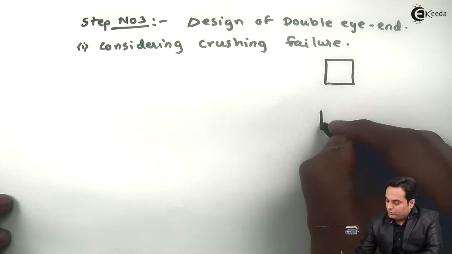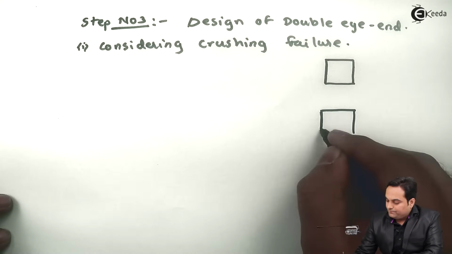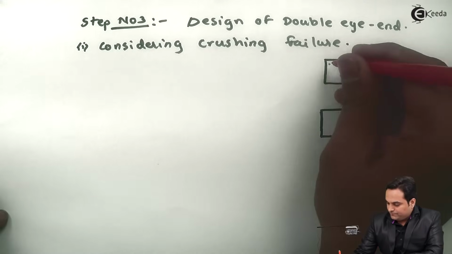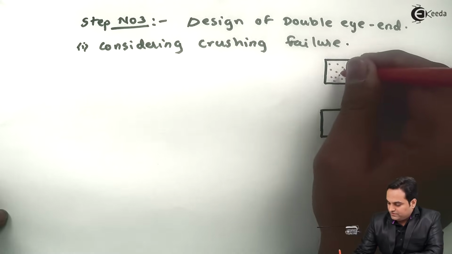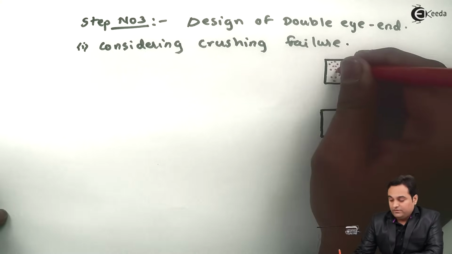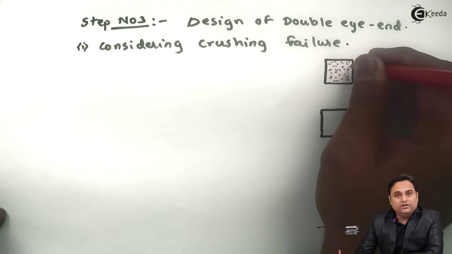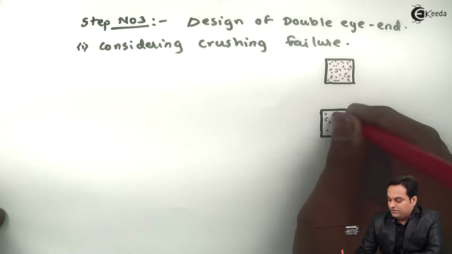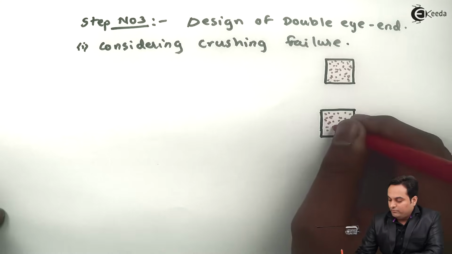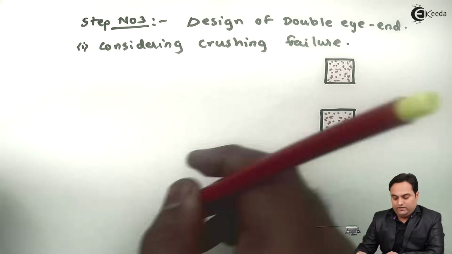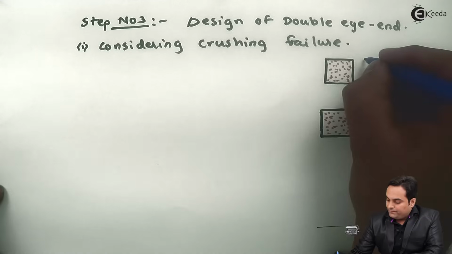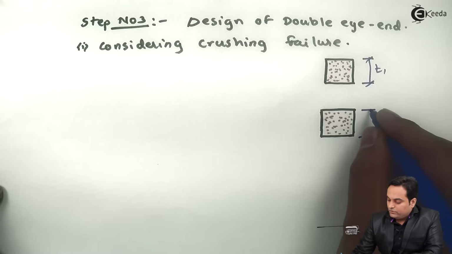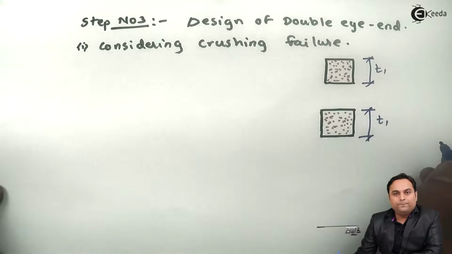At the top and at the bottom, I have two crushing areas, and it would be crushed in such a way that these dots which I am showing are actually fine powders of metal which would be formed when the double eye end gets crushed. When these fine powders are formed, it means the double eye end would be failing. So here is the thickness, which is T1 for top and bottom fork.